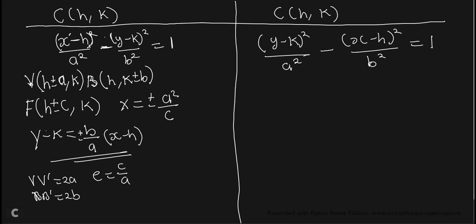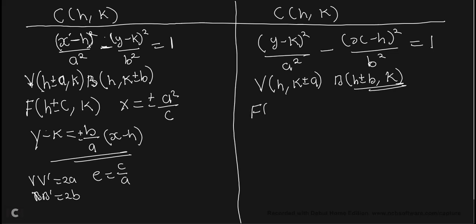Now, what else can we solve? The other one we can solve: here your a is in the y-axis, so the vertices will be h, k plus or minus a. Then your b here is h plus or minus b, k, like that, right?